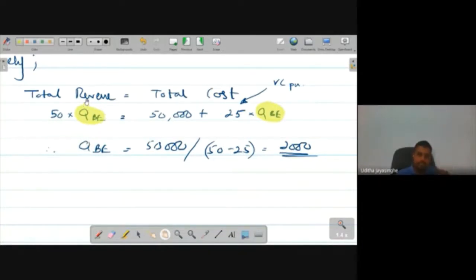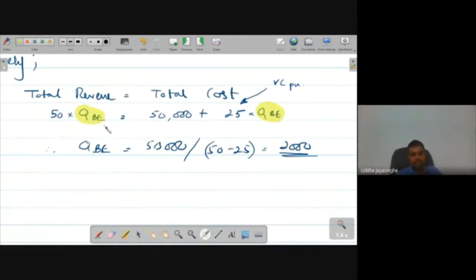Keep it aside. But the right-hand side, total costs, I know the fixed cost is 50,000 and I know the variable cost per unit is 25. Multiply that by the quantity break even. This is going to give me the variable cost portion. This is going to give me the fixed cost portion. And I have made the equal sign only at the break even point. Only there can I make this equal. At other points I don't know. This could be bigger, this could be lower. There can be many relationships depending on your cost structure.